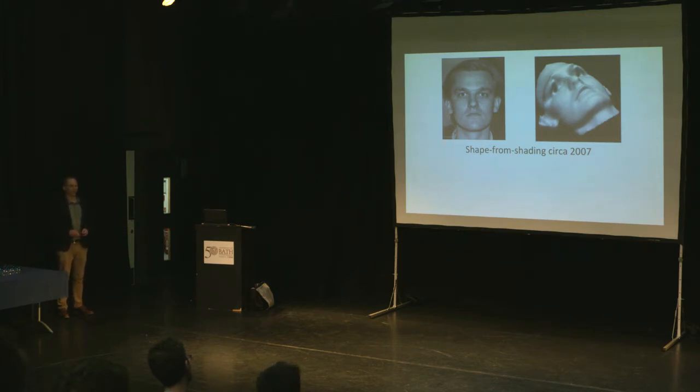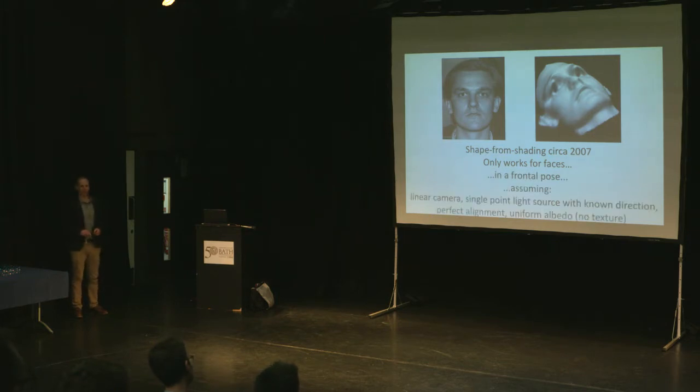But I should add some provisos. First of all, it only works for faces. This is using a statistical model of face shape in a frontal pose with tons of assumptions. The camera has to have linear response. I'm assuming there's a single point light source in the scene with a known direction. I'm assuming the image is being aligned to my model perfectly. I'm actually ignoring the albedos and the texture completely in this reconstruction.